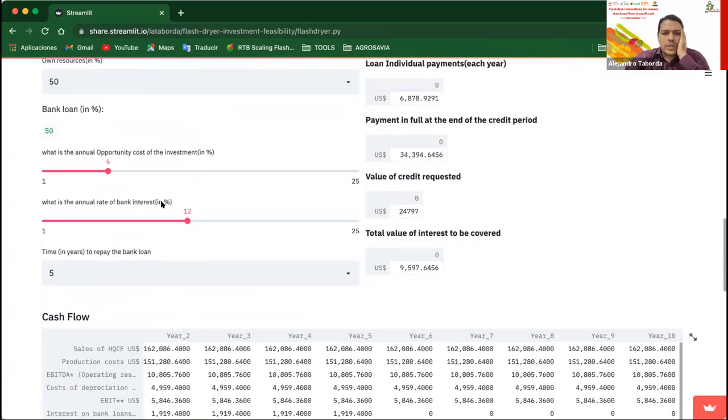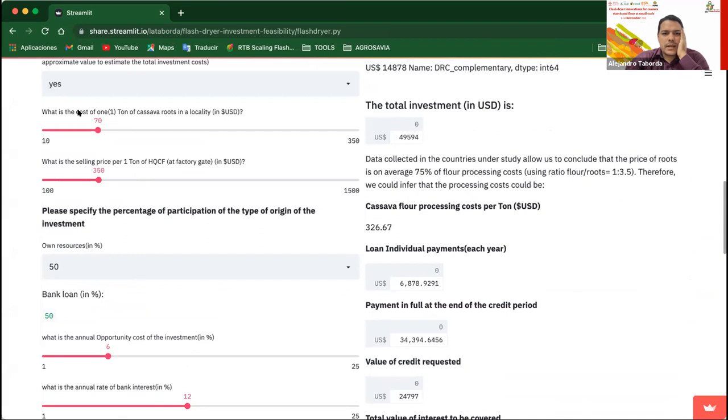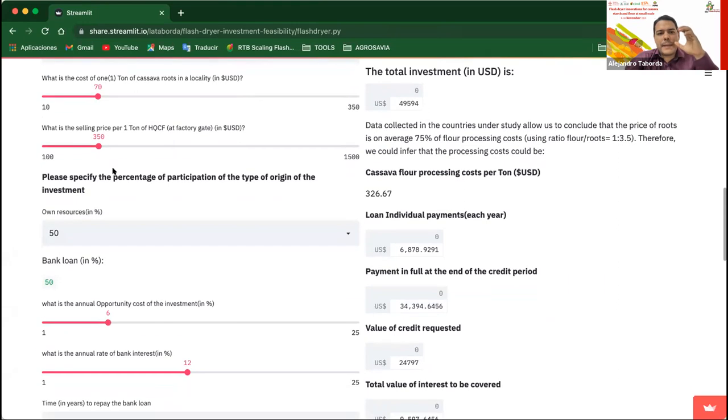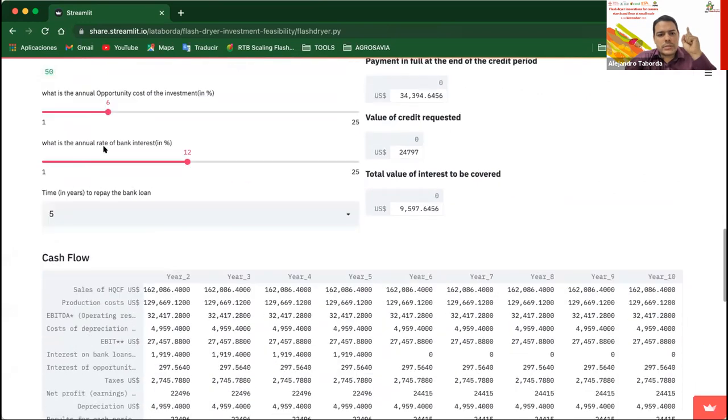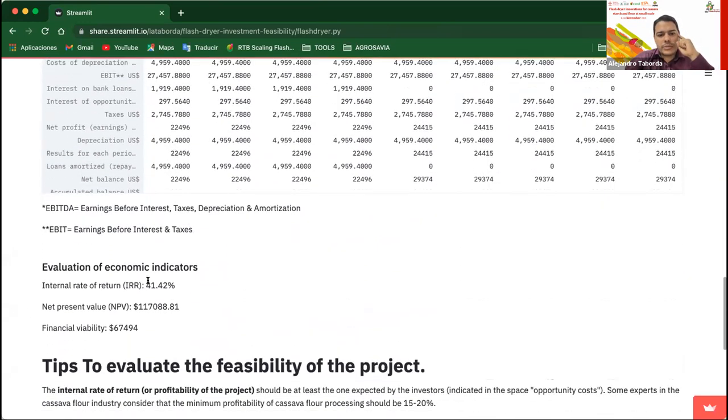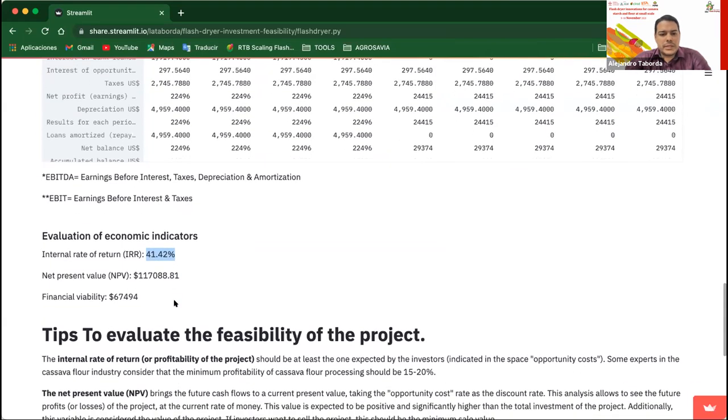I told you before that the most important parameters are the fresh cassava roots price or cost, and the selling price of the HQCF. I'm talking about the cassava flour. These are the most important because if they change a little bit, check this out, how the financial and economic indicators change. For example, if the cost of the cassava roots is lower, check this out, the indicators change dramatically.